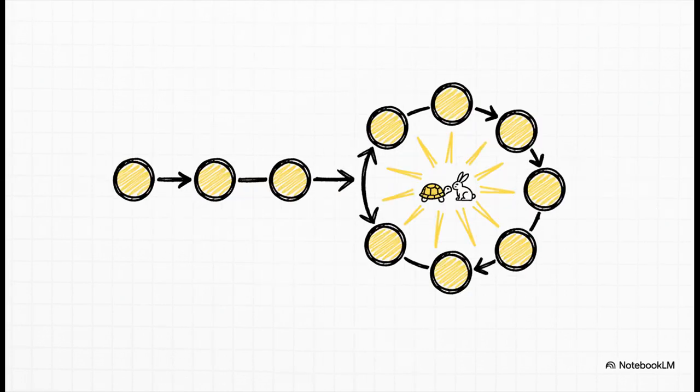And boom, collision. That was our smoking gun. The fact that the hare actually lapped the tortoise and they landed on the exact same node, that was all the proof we needed. See, if there were no loop, they would have just never ever met.